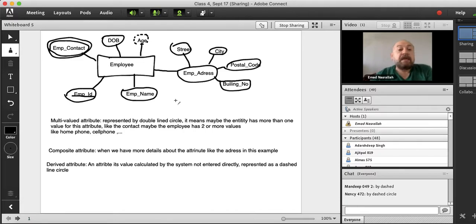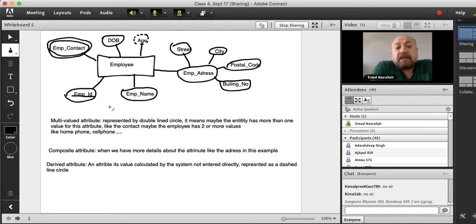Yes. If you want to make the name like first and last, yeah, you can make it composite. These are types of different kinds of attributes. Any questions about different types of attributes? Okay.